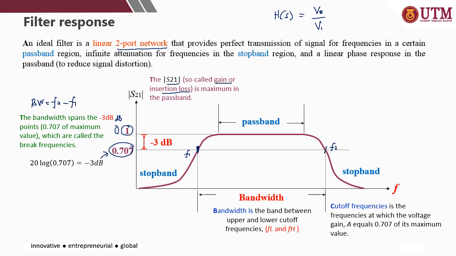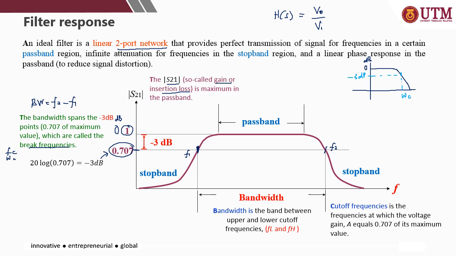Okay, so the 3 dB point here is also known as the break frequency, or fc or omega c. It's the cutoff frequency point. For example, if you have a low pass filter, so 0 dB and minus 3 dB, this is where your cutoff frequency is. Okay.